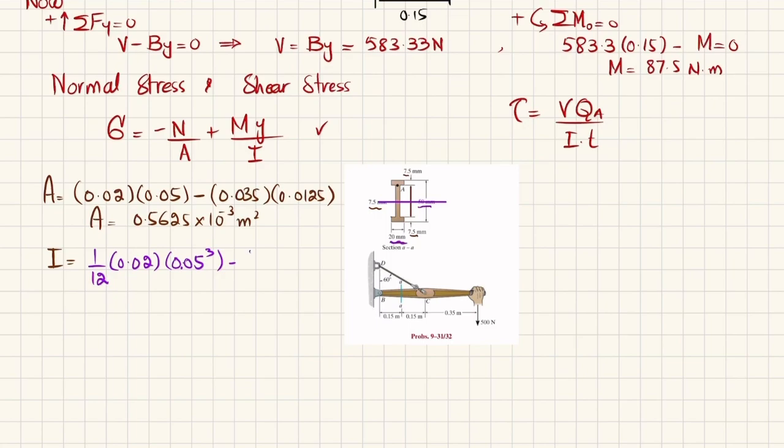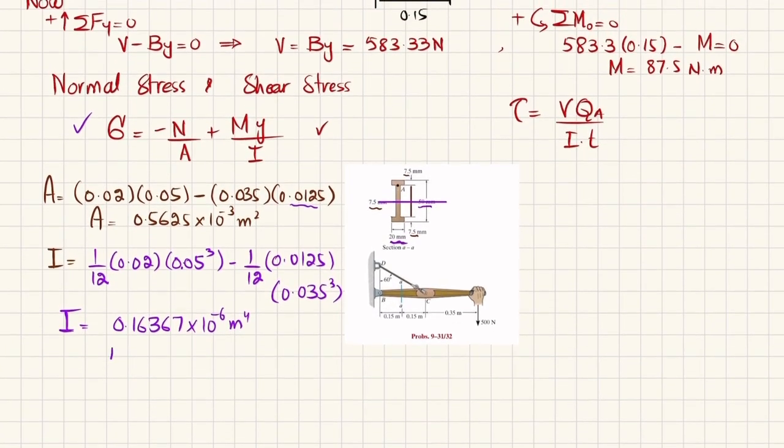So minus 1 over 12, breadth, which is the remaining, is 12.5, so 0.0125 meter, into height is 35 millimeter, which is 0.035 whole cube. So when you calculate it, you will get the moment of inertia comes out to be 0.16367 into 10 raised to power minus 6 meter power 4. Now you have both I and A, so you can just put it in this formula.